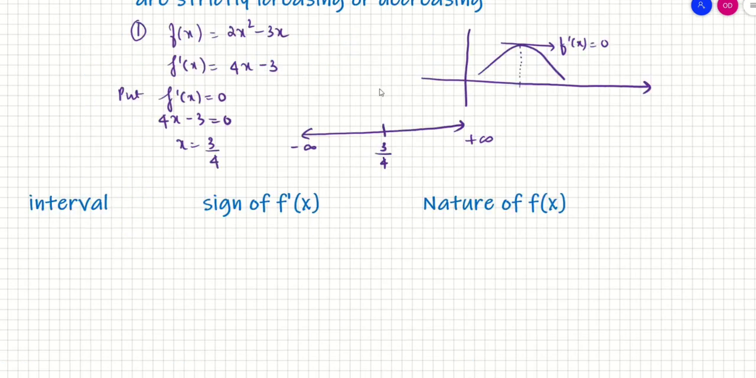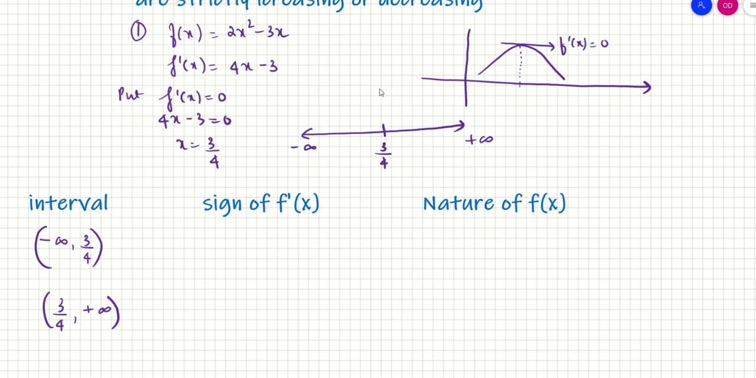Now let's draw the table. First column will make a note of all the intervals. So we got two intervals, minus infinity to 3 by 4 and 3 by 4 to plus infinity. Now let's check the sign of f dash. We are checking this because if f dash of x is greater than 0, we can write the nature as strictly increasing, and if f dash of x is less than 0, we can write the nature as strictly decreasing.